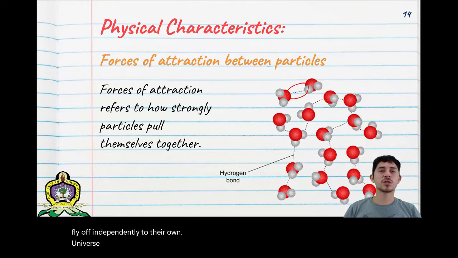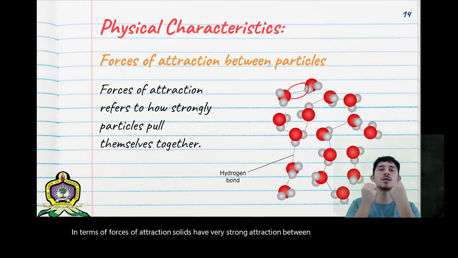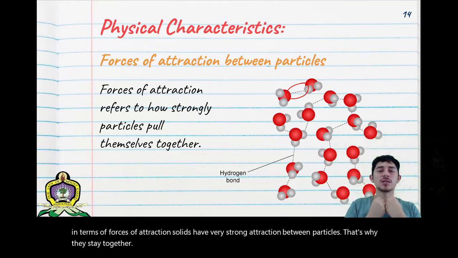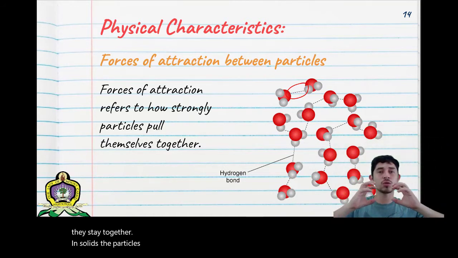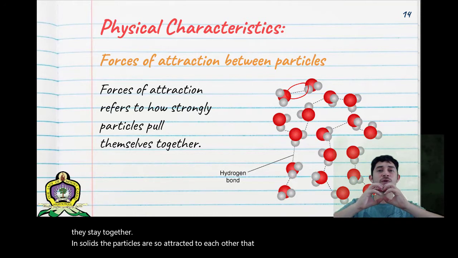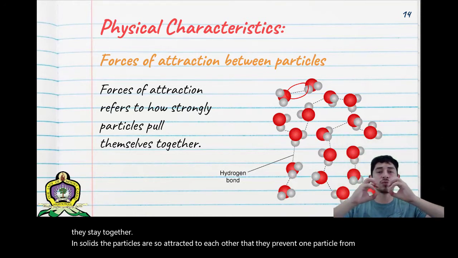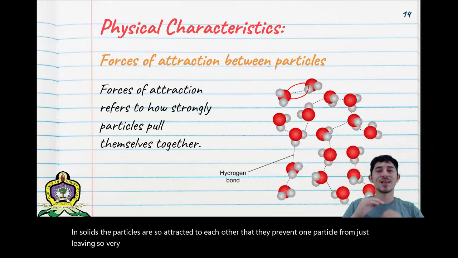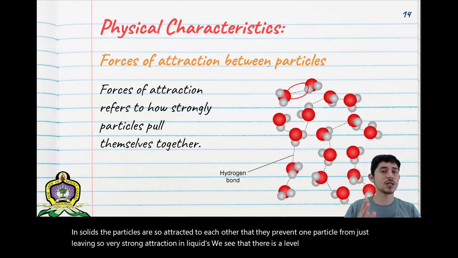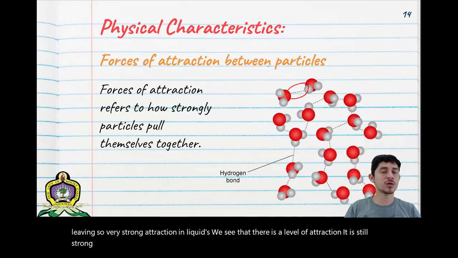In terms of forces of attraction, solids have very strong attraction between particles. That's why they stay together. In solids, the particles are so attracted to each other that they prevent one particle from just leaving. So, very strong attraction. In liquids, we see that there is a level of attraction. It is still strong, but not as strong when compared to solids.